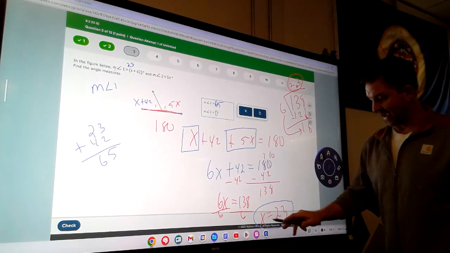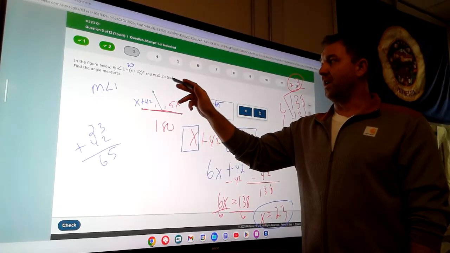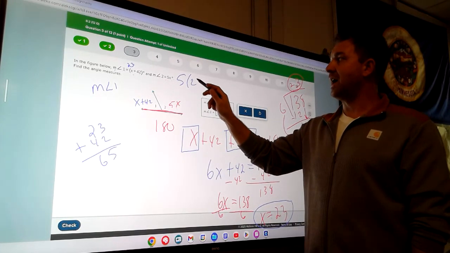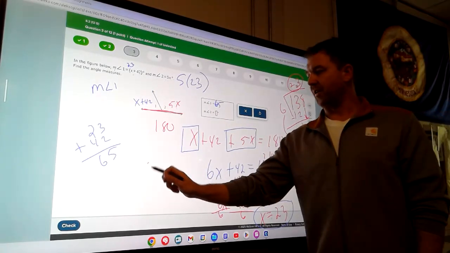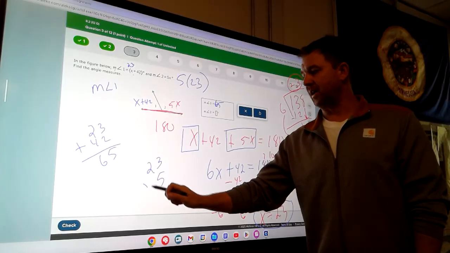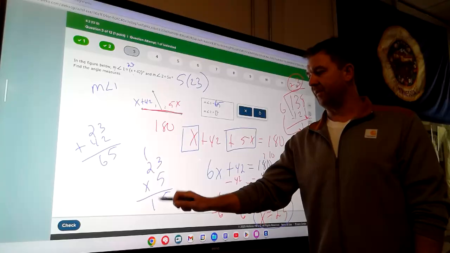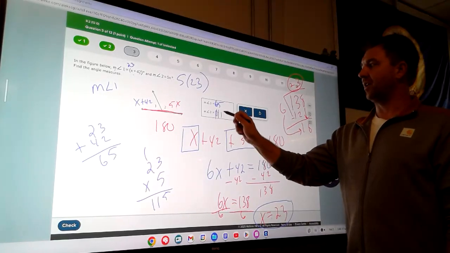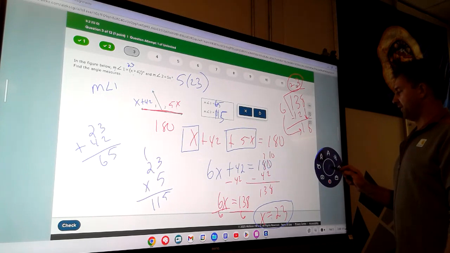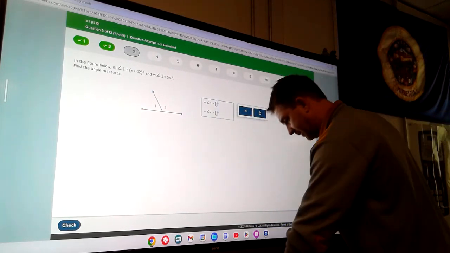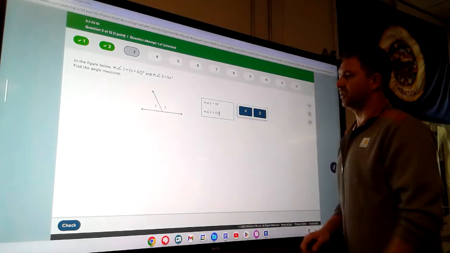Now again, x is 23. I put that in place of x right there. 5 is right next to x, which means 5 times 23. All I need to do is multiply. So I take 23 times 5. 5 times 3 is 15, 10 plus 1 is 11, so 115. That has to be 115 degrees right there. So I'll type that in: 65 and 115. Just like that.